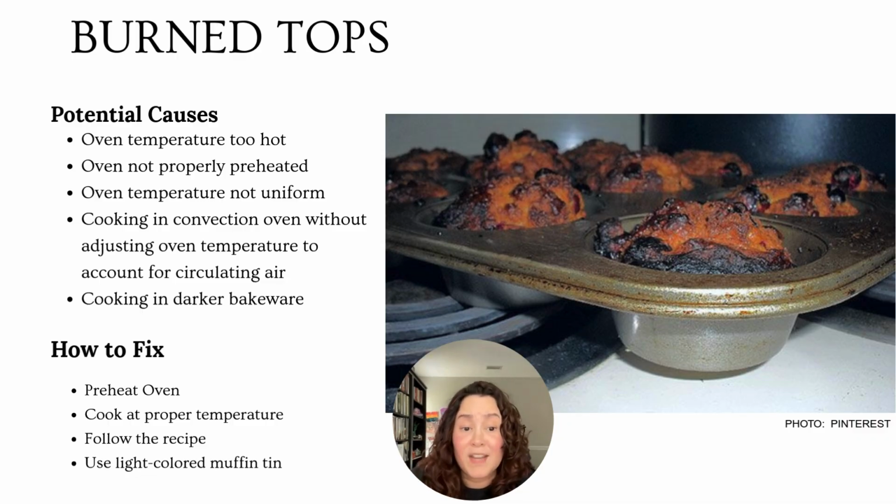Additionally, cooking in a convection oven the entire time without lowering the oven temperature to account for the circulating air, and also cooking in darker bakeware, because energy transfer occurs more readily to darker pans due to their high conductivity. So how can this be mitigated? Preheat the oven prior to putting your muffins in. Cook at a proper temperature. Again, follow the recipe and use a light colored muffin tin.